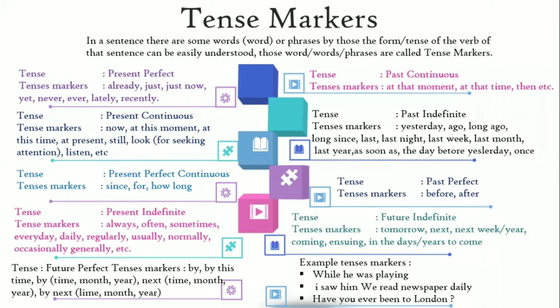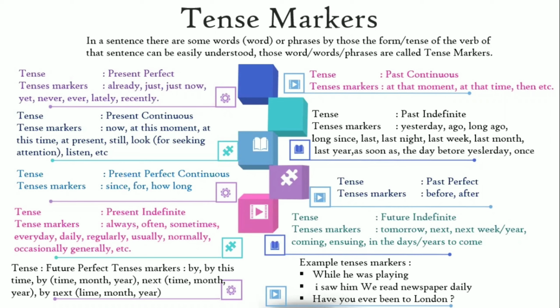First, tense present perfect. Tense markers, for example: already, just now, yet, never, ever, lately, and recently. Second, tense present continuous. Tense markers, for example: now, at this moment, at this time, at present, still, look, or for seeking attention.